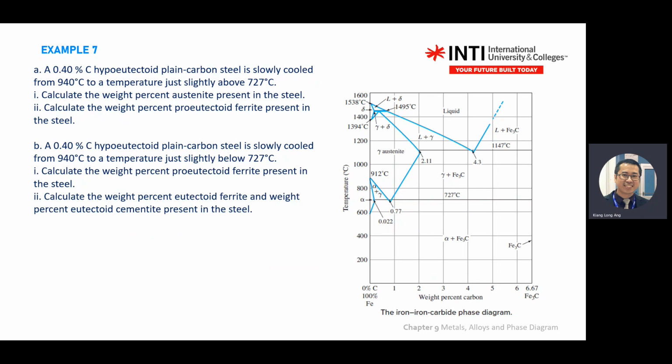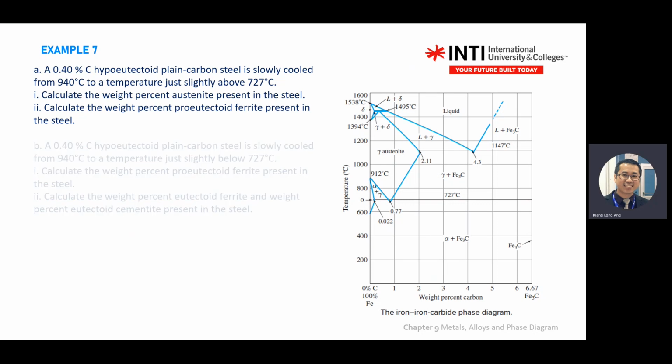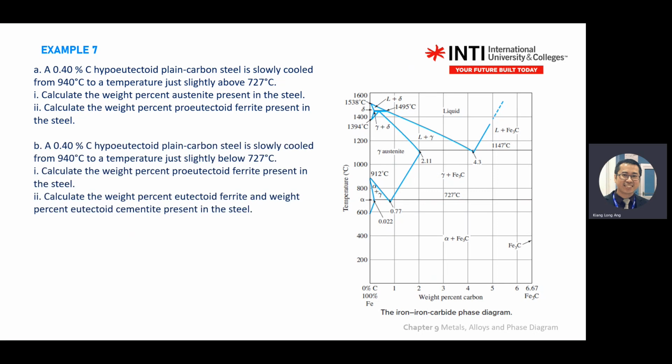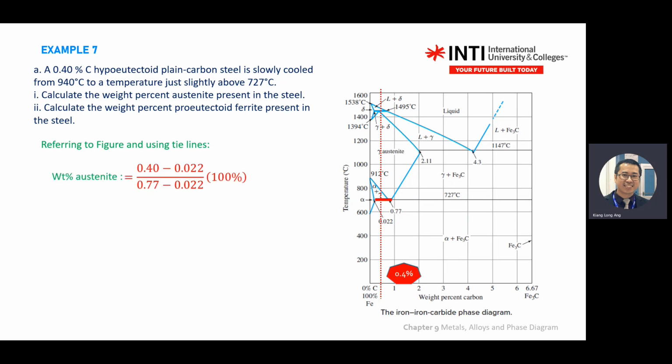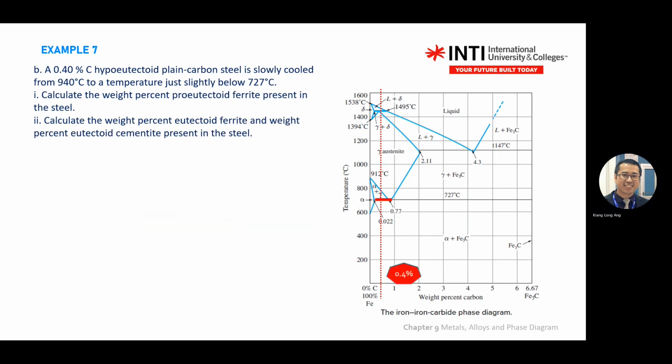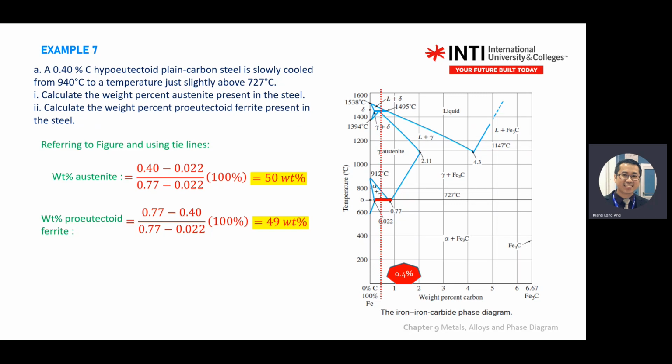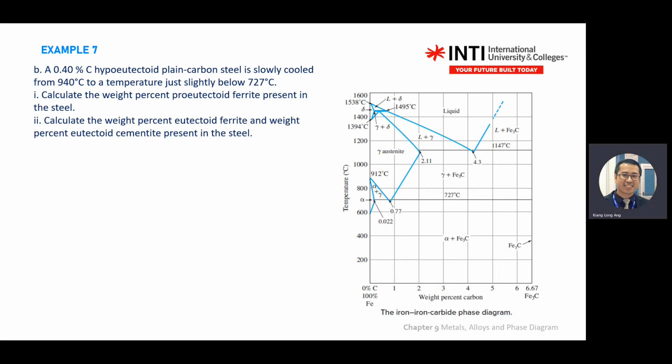Okay, so this example 7 is also your homework. I will not go deep because it keeps repeating the same procedure. Go and see examples A and B, how to do them. Still the same, all the steps are there. Again, you will see pro-eutectoid. What is that? Austenite. What is that? So go and read the PowerPoint slides.